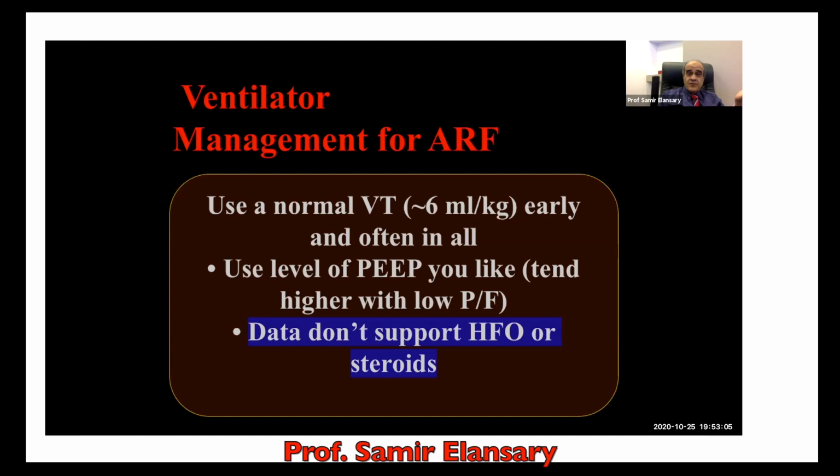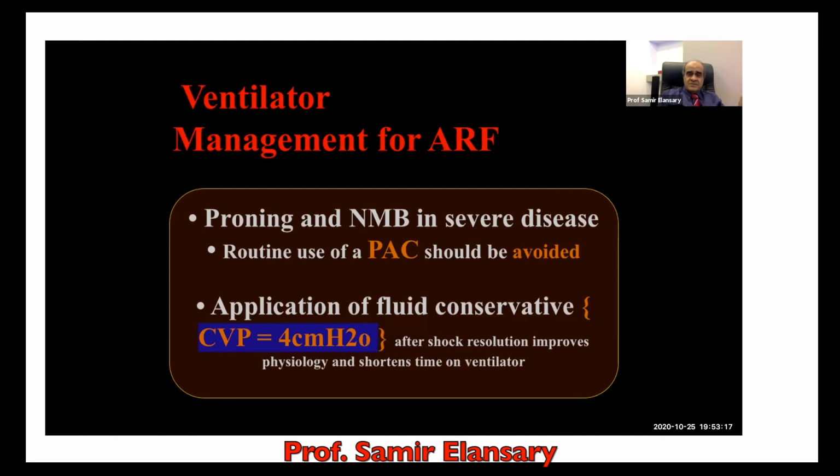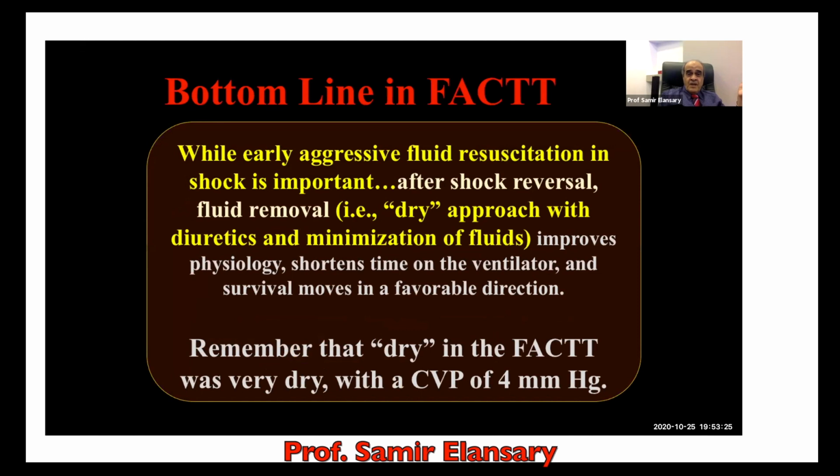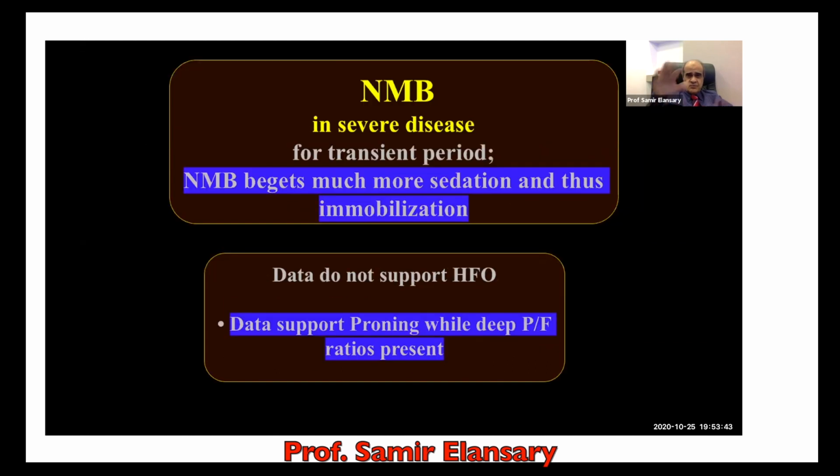Ventilator management of acute respiratory failure: low tidal volume again, PEEP according to the low PF ratio. Don't support high frequency or steroids. Neuromuscular blockers must be used as little as you can. Pulmonary artery catheters are not so indicated. Dry lung is very important. When we say dry lung, even under diuretics, we mean CVP less than 4 centimeters water, but you also have to give attention to the renal functions, otherwise the patient may develop acute renal injury. So you must compromise in this situation.